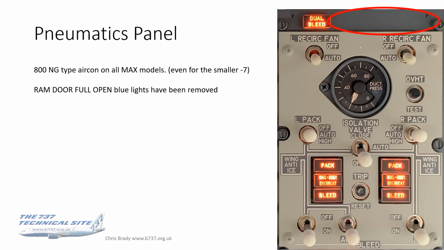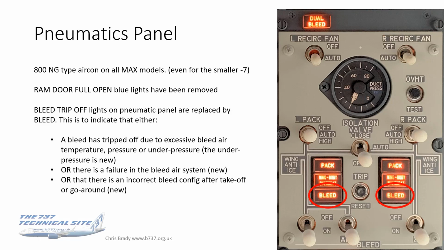Okay, looking right up at the top, that rather sparse area to the right of dual bleed, that's where the ram door full open blue lights were. They've gone, because again, this is all controlled by the ISC now, so those lights are redundant. The bleed trip-off lights are replaced by bleed. And again, this is a byproduct of the ISCs, so it's able to tell you more about the system, and indeed about faults in the system.